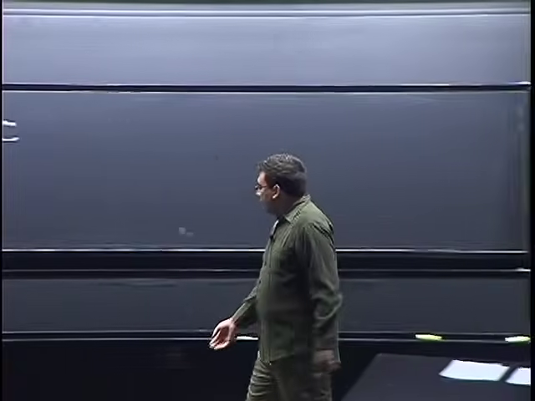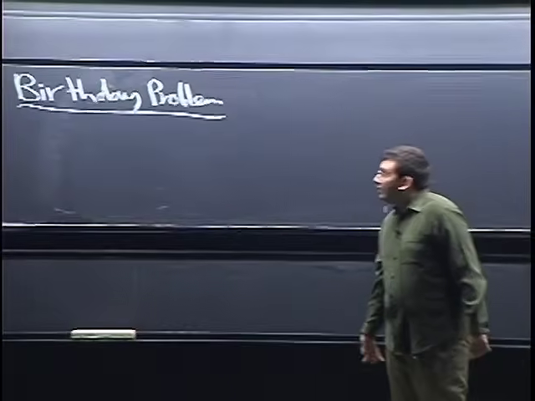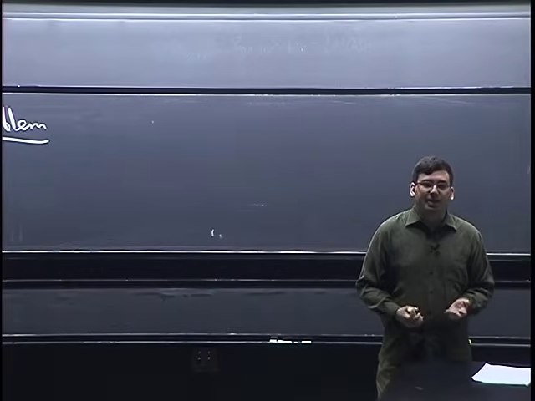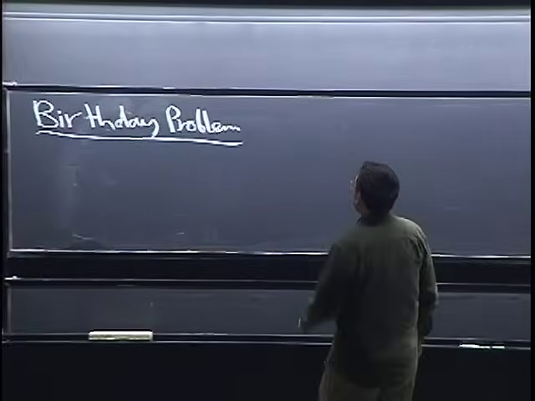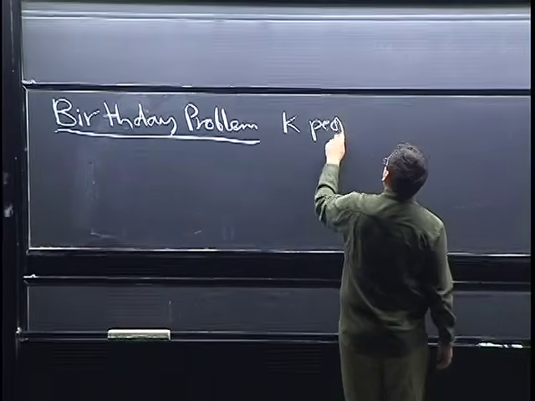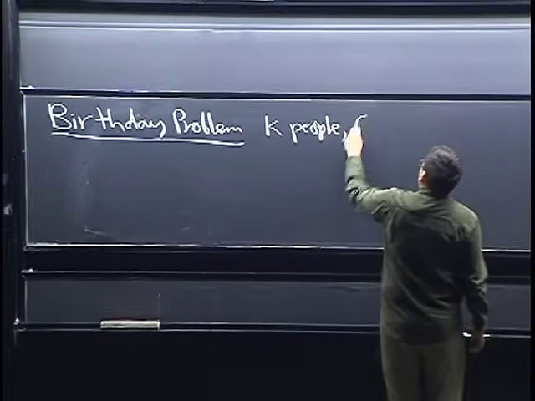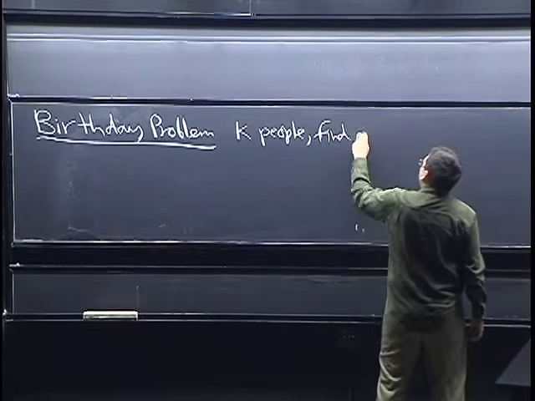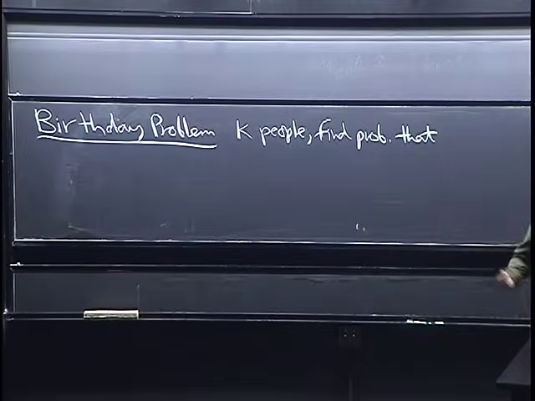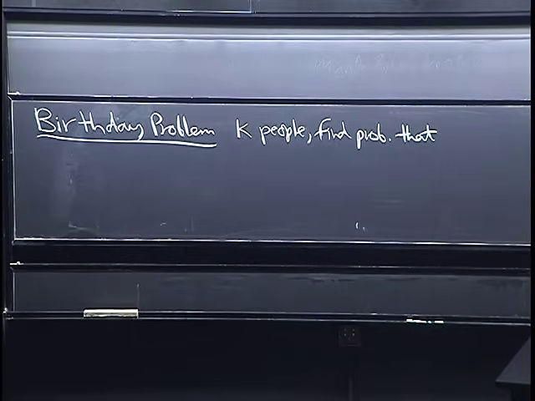Okay, so we might want to ask, how many people do you need in order to have at least a 50-50 chance that two people have the same birthday? We want to answer questions like that. Okay, so that's called the birthday problem. So just to state it in general, let's say we have k people, and we want to find the probability that two have the same birthday. Not a specific two, of course, but that in that group, you can find two with the same birthday.